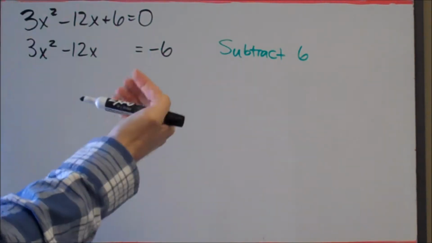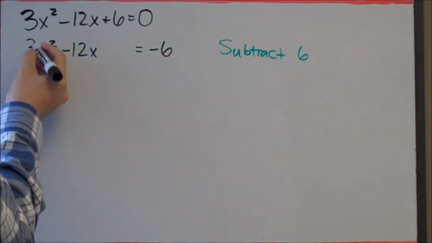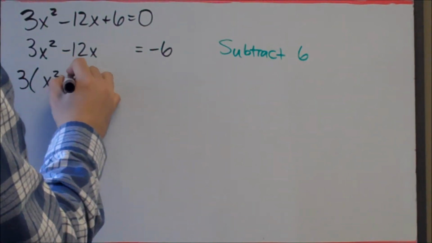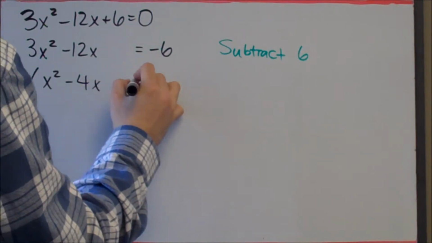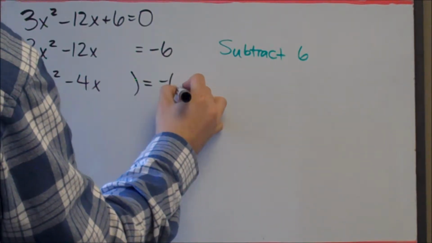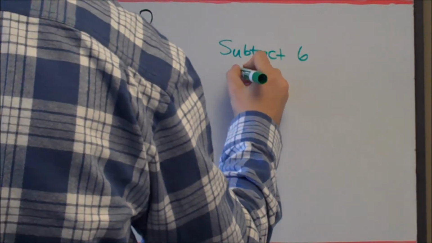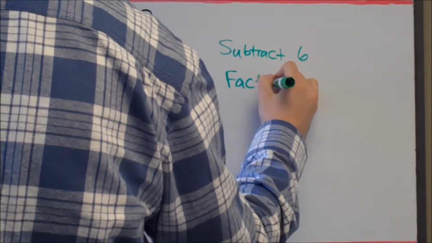Then the next step, this coefficient in front of your x squared term always has to be a 1 in order for you to complete the square. So we need to factor out a 3 from this, and we're left with x squared minus 4x. And then the right hand side's not going to change. So this is just going to be factor 3.